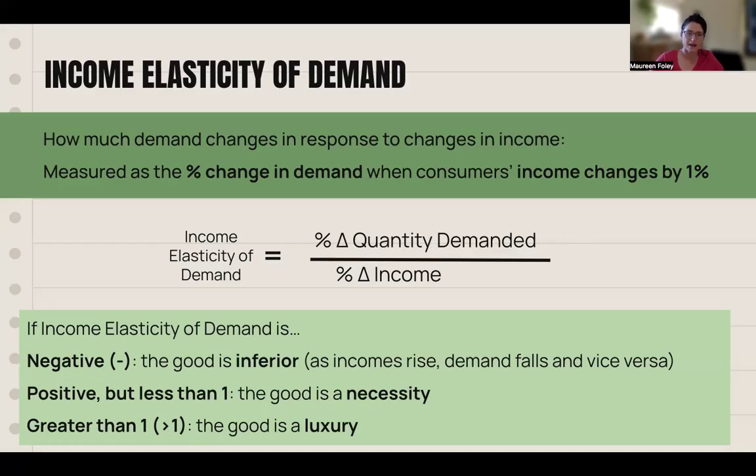Now, goods that have an income elasticity of demand value that is greater than 1 means that the good is a luxury. That means that as income rises, the quantity that people buy also rises. So think, as people make more money, they can buy newer computers or newer iPhones. They can buy Rolex watches and all that stuff. Those are luxury goods. So income elasticity of demand is greater than 1 for a luxury good.